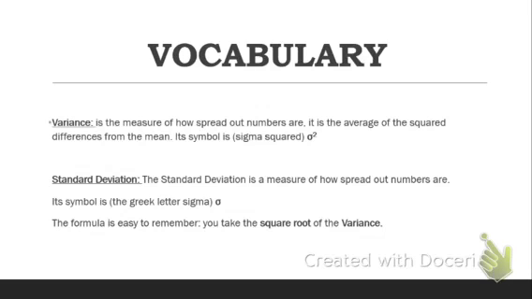Variance is the measure of how spread out numbers are. It is the average of the squared difference from the mean. Its symbol is sigma squared. Standard deviation is a measure of how spread out numbers are. Its symbol is the Greek letter sigma. The formula is easy to remember. You take the square root of the variance.